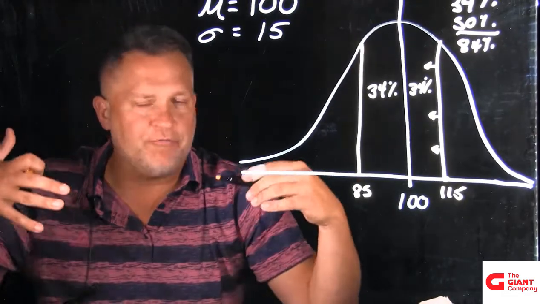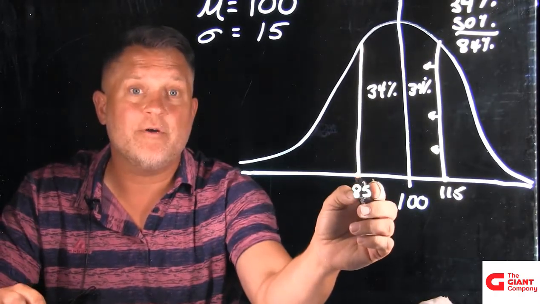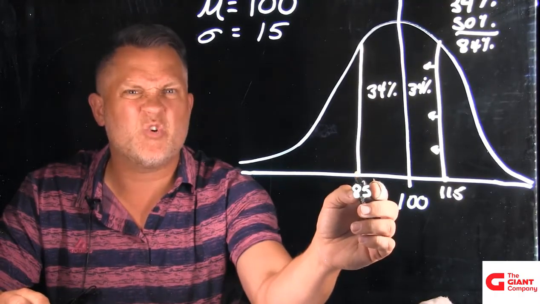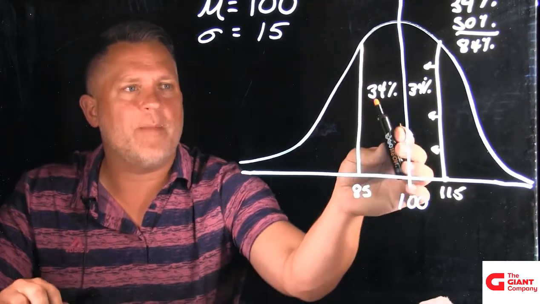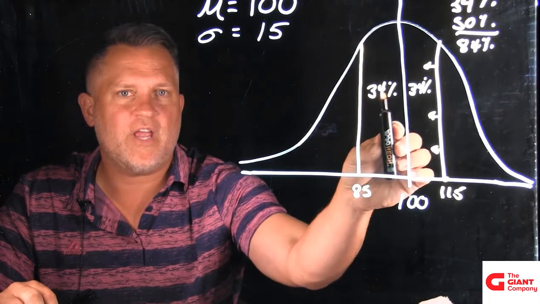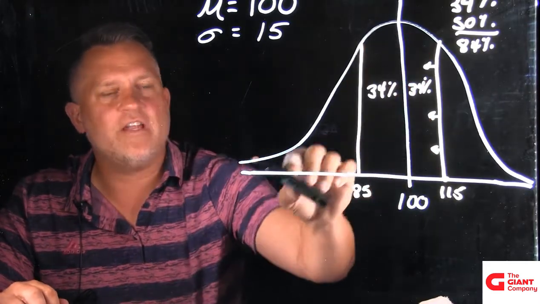And you could figure out anything as you move along here, right? If you scored an 85, you would say, well, how many people did I score better than with an 85? Well, that requires a little more math, right? Because we know the 34% here, but we also know this entire area on this side is 50%.